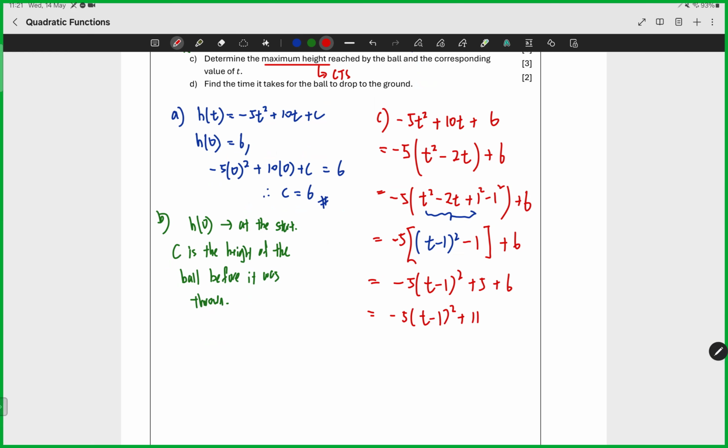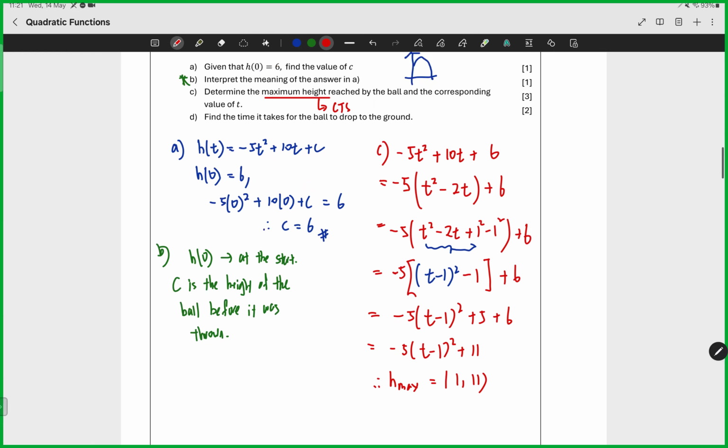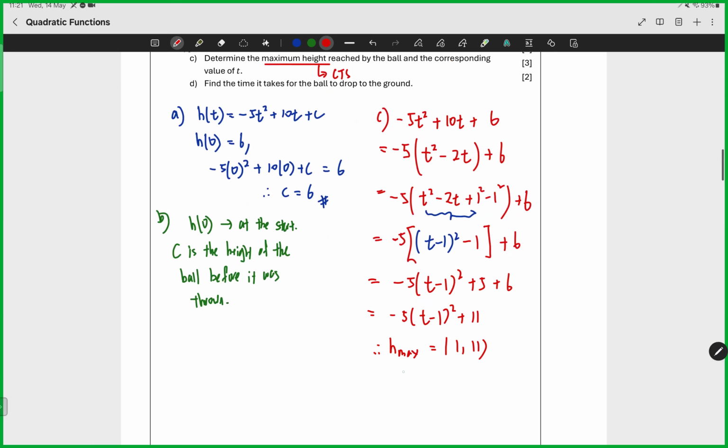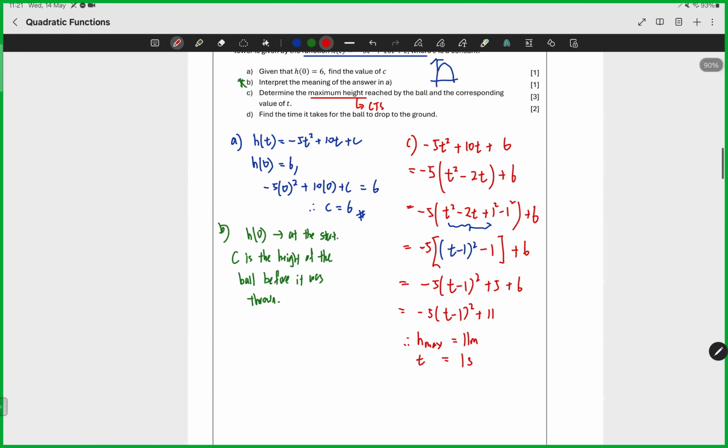Therefore, the vertex is at (1, 11). Right, so to determine the maximum height: the maximum height is 11, and the corresponding value of t is 1 second. So h max is equal to 11 meters. Answer the question according to how it wants to be answered.